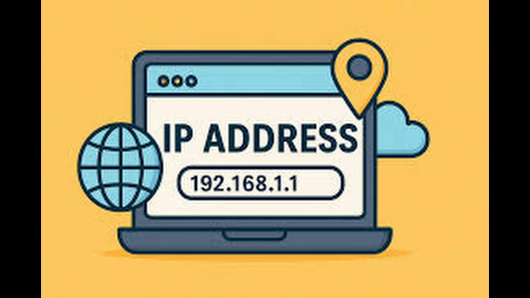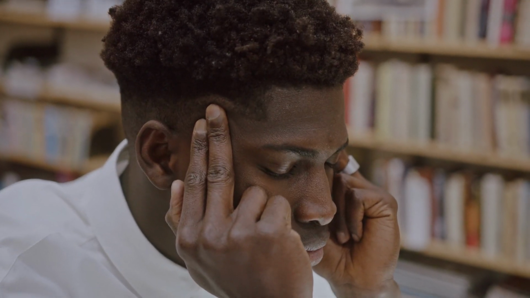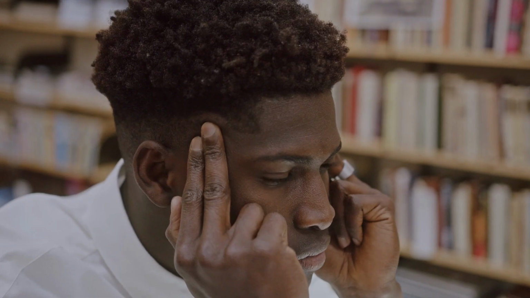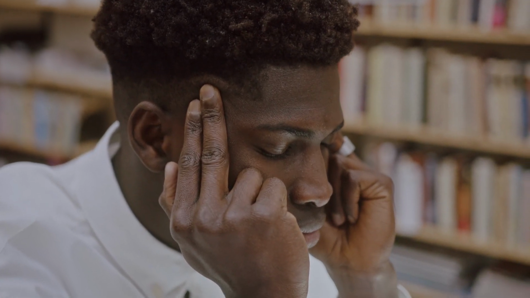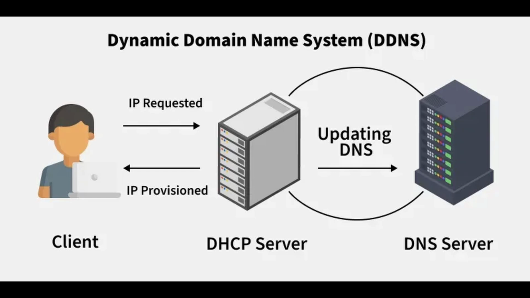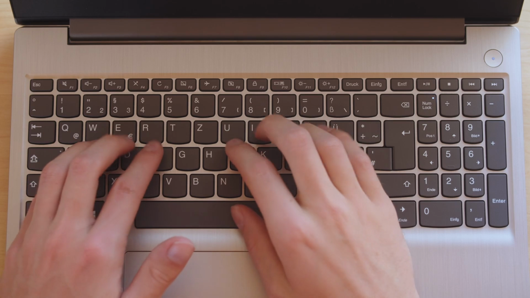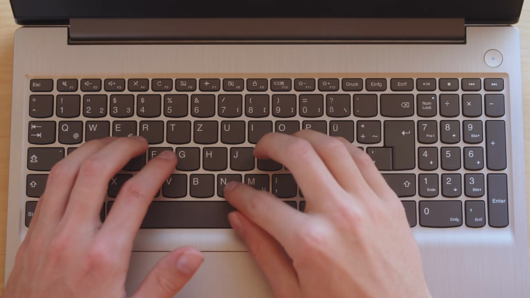An IP address is like a home address for a computer on the internet. For example, instead of remembering a name, computers use numbers such as 142.250.183.206. How does the computer find the correct IP address? This is done using the domain name system, commonly called DNS. DNS works like a phone book of the internet. It converts website names into IP addresses. So when we type a website name, DNS finds the matching IP address and sends it back to our browser.